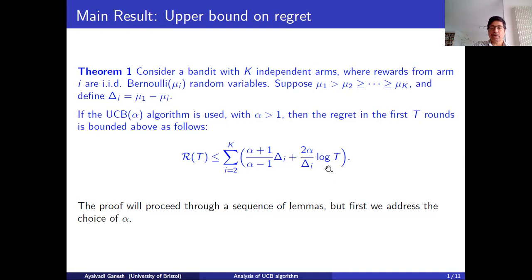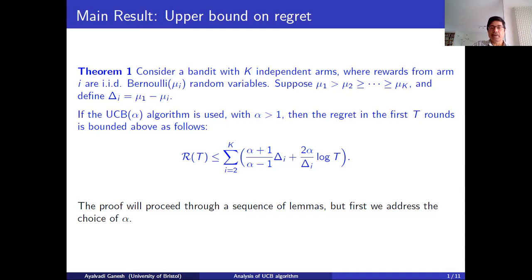And it grows pretty slowly with t. It's sublinear and significantly sublinear. It grows much, much slower than linearly in t. Okay. And so the regret is determined by both these contributions coming from all the arms. Okay, so the rest of the lecture will be devoted to proving this theorem.